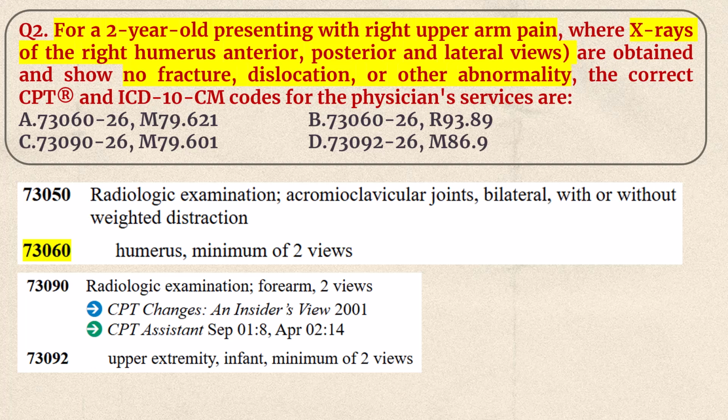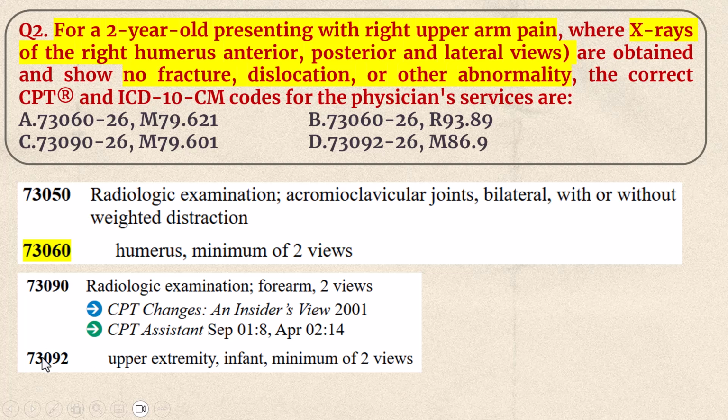When you go to the CPT code, 73050 is radiologic examination, acromioclavicular joints, bilateral. 73060 is the continuation code of the previous one, that is radiologic examination, humerus, minimum of two views. So here you have used anterior, posterior, and lateral views. So there are more than 2 views used. So you can use this code 73060.